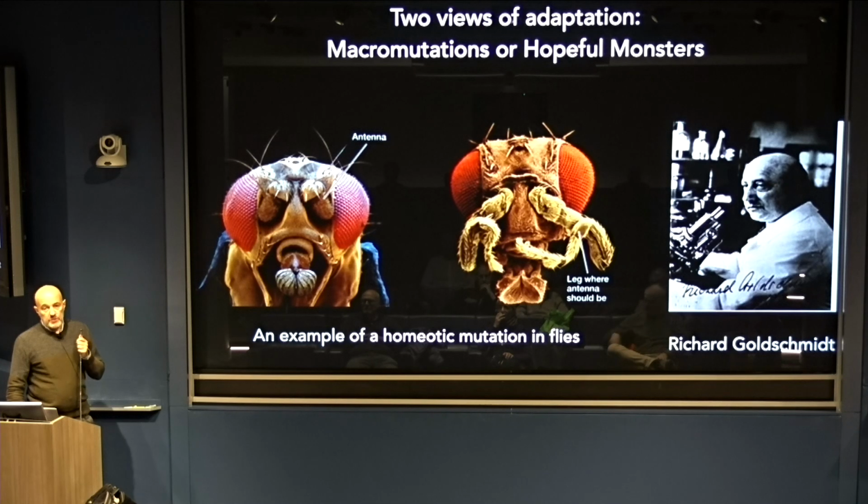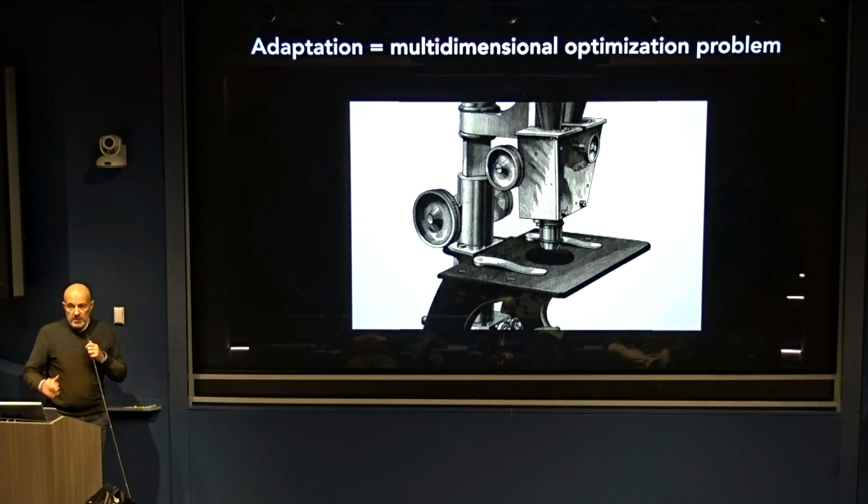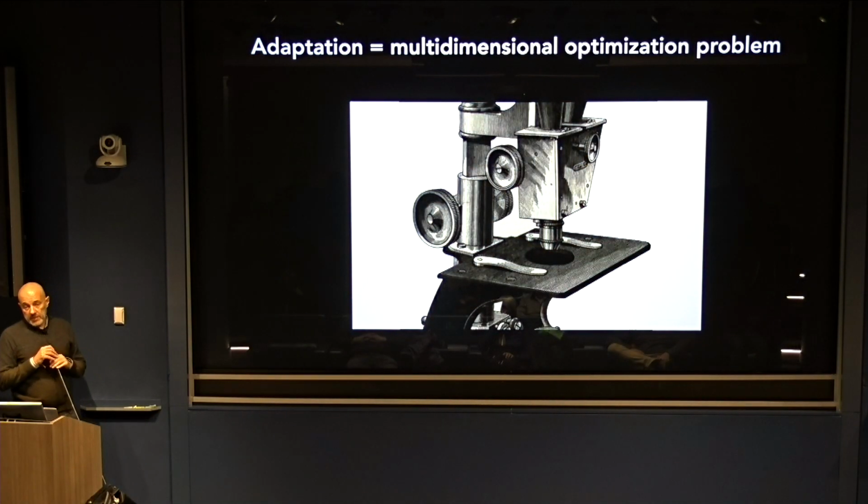But this notion was derived as the notion of evolution proceeding through the occurrence of these so-called hopeful monsters. And the fact that many of you probably haven't heard of Richard Goldschmidt connotes that this view is not particularly popular these days. So why is the view that evolution proceeds through accumulation of very small mutations prevalent? It comes less from empirical data, but more from just basic theoretical assumptions.